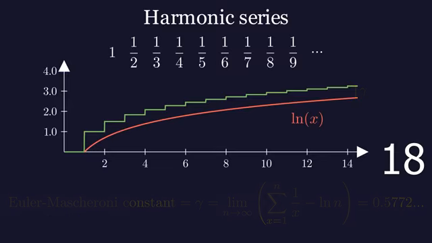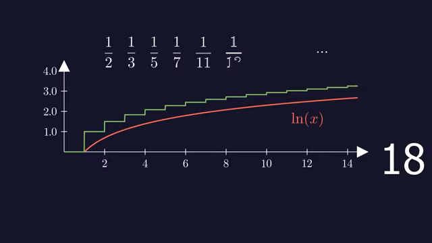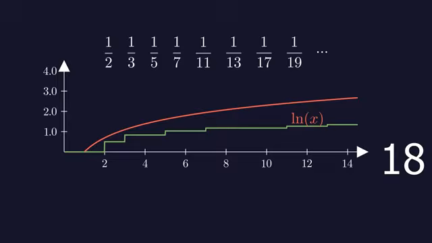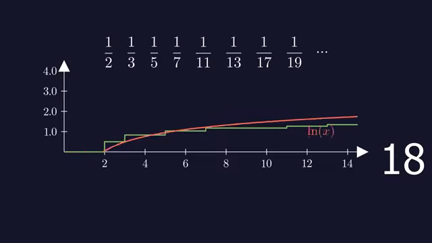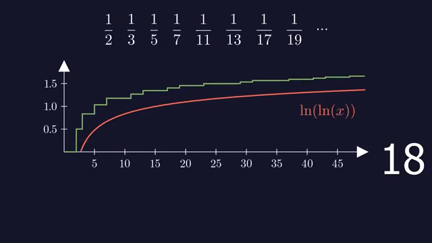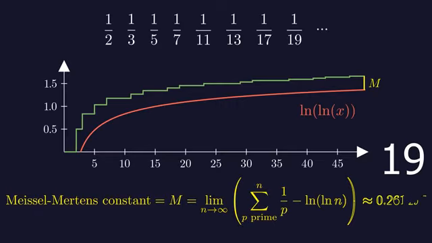If we sum the reciprocals of only prime numbers, we get a different series. The distance between the graphs of this series and the natural logarithm of the natural logarithm of x is approximately 0.26, known as the Meissel-Mertens constant.